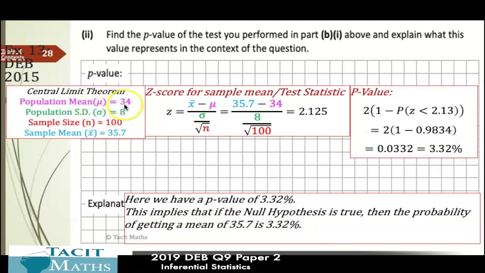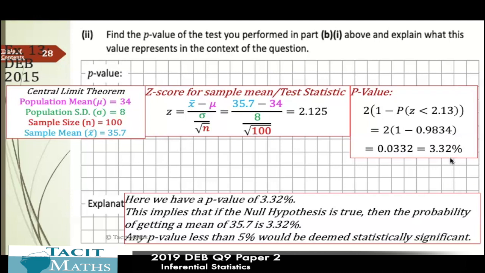The probability of them, the clinic, getting this information, and you doing a study with 100 people and getting a mean of this, the probability of that happening is 3.32%. That's what a p-value does. And the threshold then for whether a p-value is significant or not is 5%. So because it's less than 5%, we deem this statistically significant. So that would be a perfect answer to explaining that p-value.